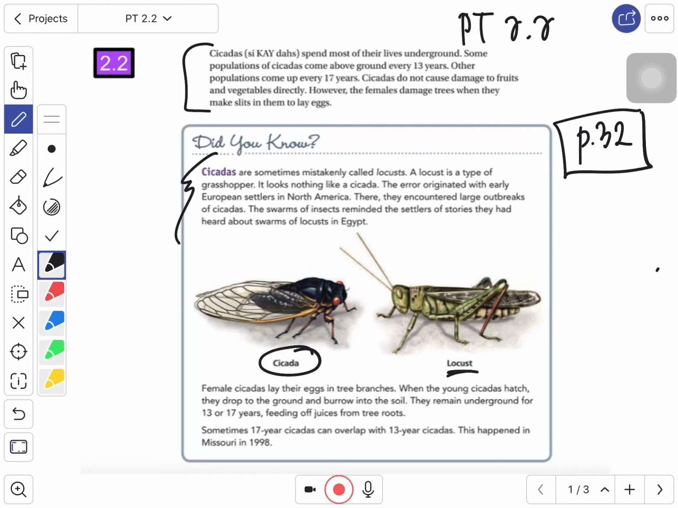The error originated with early European settlers in North America. There they encountered large outbreaks of cicadas. The swarms of insects reminded the settlers of stories they had heard about swarms of locusts in Egypt.